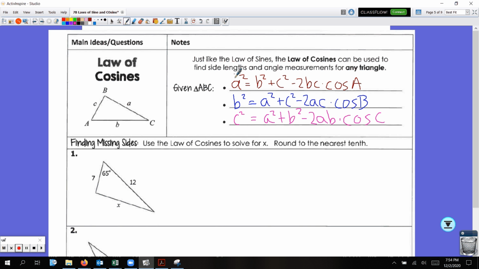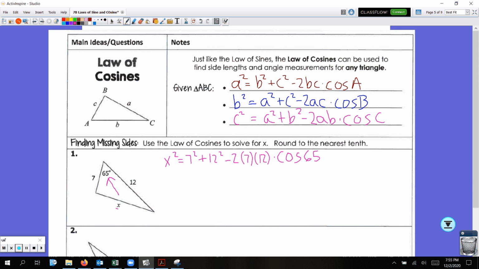First off, obviously I'm looking for x. That's going to be my first. So I'm going to say x squared is equal to 7 squared plus 12 squared minus 2 times 7 times 12, all of that times cosine of 65, because 65 degrees is opposite of the side I'm looking for. Do you see it? Right there, okay? Now what you need to do is plug this whole thing in your calculator one time, okay?